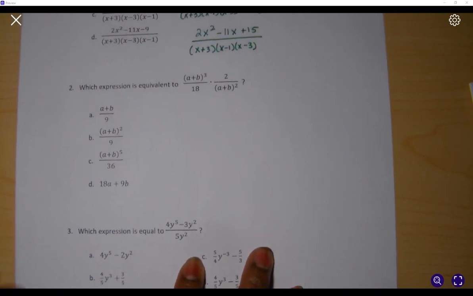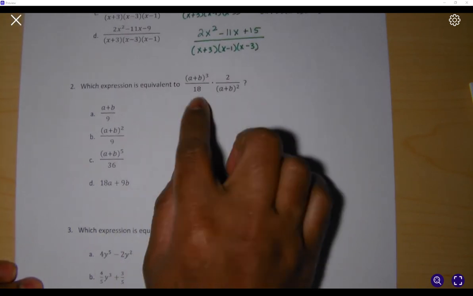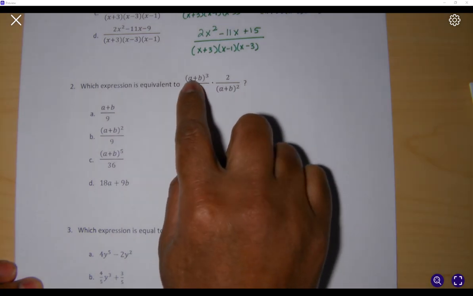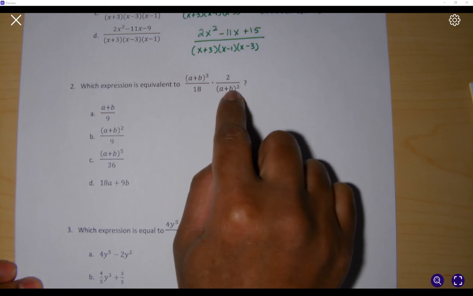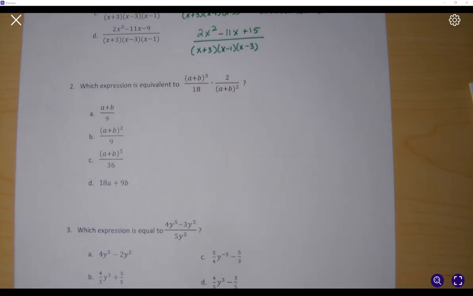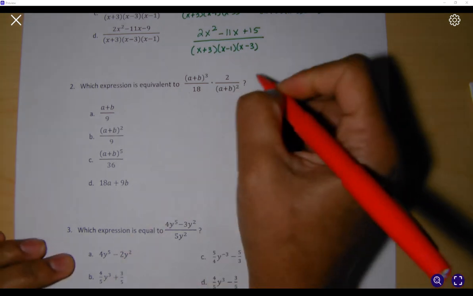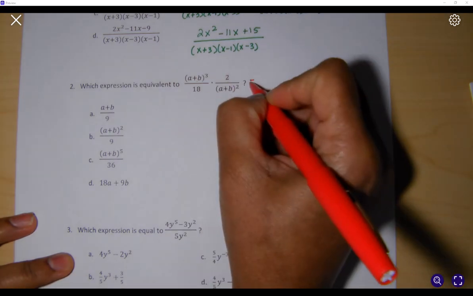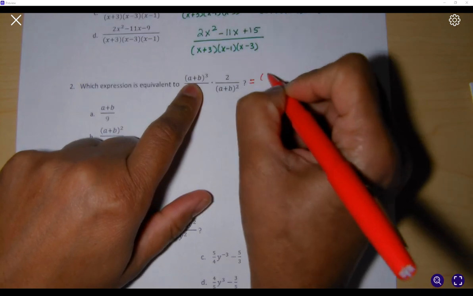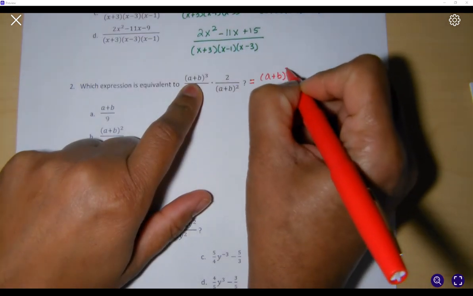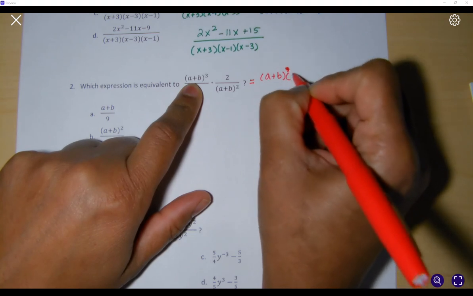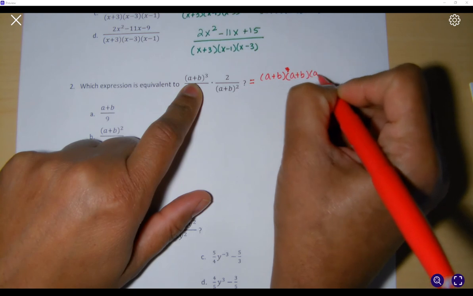So here we want to multiply these two fractions because of the multiplication. So we multiply the numerators, multiply the denominators. But it helps us if we simplify it first. So what you can do here is rewrite this expression. So a plus b cubed is the same thing as a plus b times a plus b times a plus b.